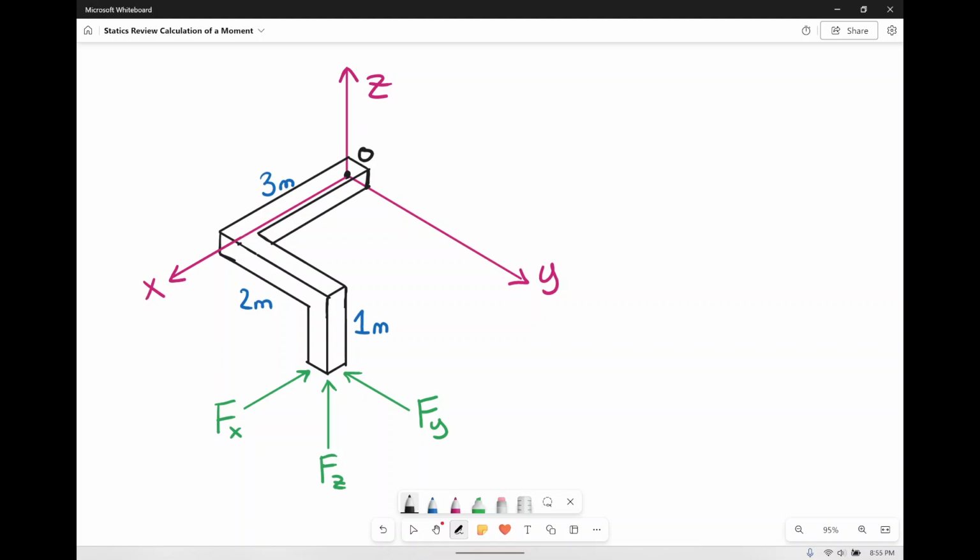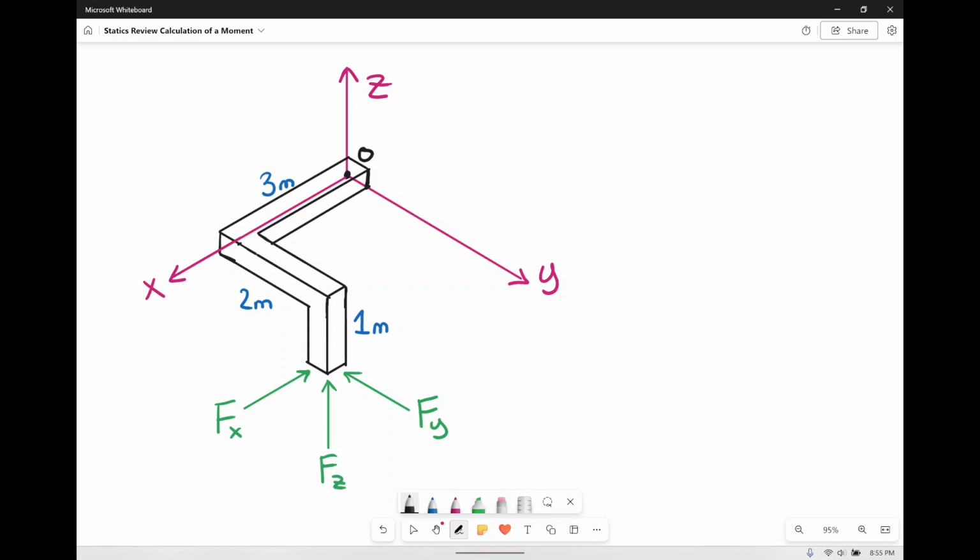We have our point O at the origin of our coordinates over here, and we're going to take some moments about that point. We have it going 3 meters out in the X, then 2 meters out in the Y, and then down 1 meter in the Z. That's the kind of shape I've tried to draw. At the end of this little square pipe network, we've got forces in the X, Y, and Z directions. What we're going to discover is how these forces actually create moments about our X, Y, and Z axes.